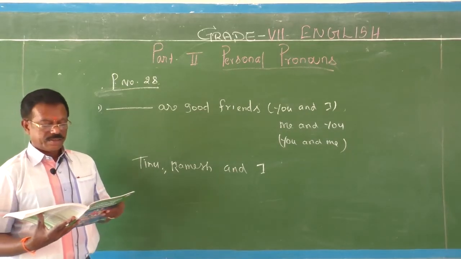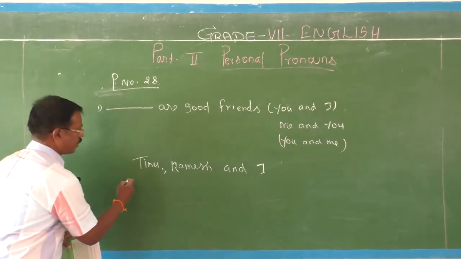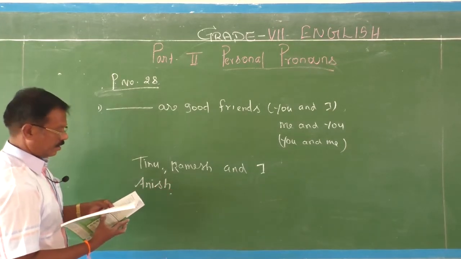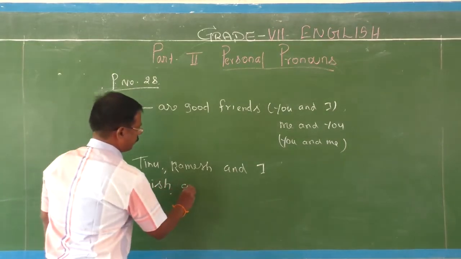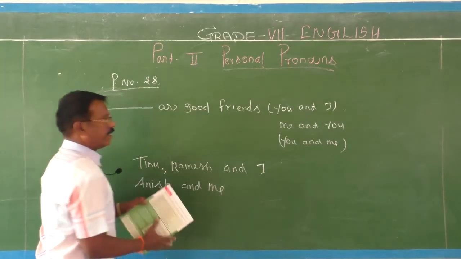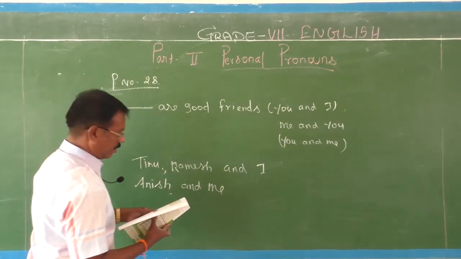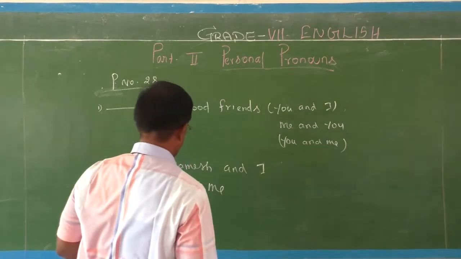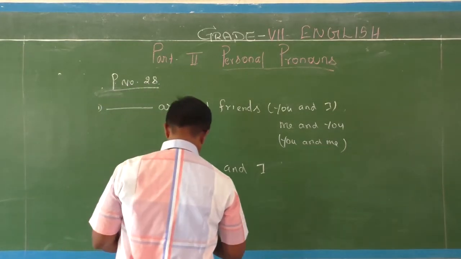But see, Anish, another example, Anish and me. Anish and me are siblings. Anish and me are siblings.